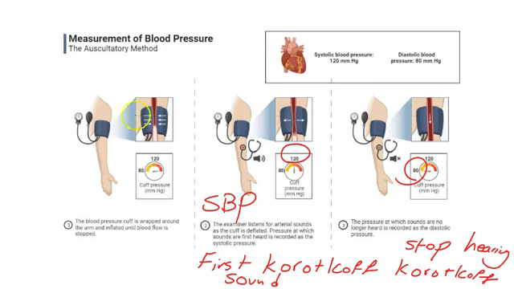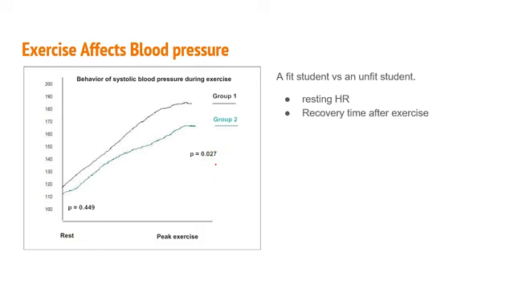So for blood pressure, we have two numbers: systolic blood pressure and diastolic blood pressure. The systolic blood pressure is our higher number, the top number, and the diastolic blood pressure is our lower number, the bottom number. So please make sure you know when we hear the first Korotkoff sound after releasing the pressure inside of the cuff, that would be our systolic blood pressure, and when we stop hearing the Korotkoff sound, that would be our diastolic blood pressure.